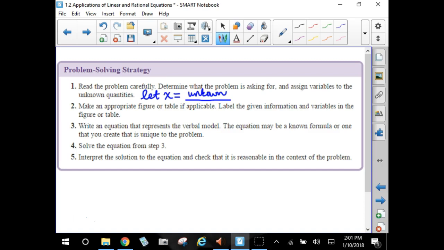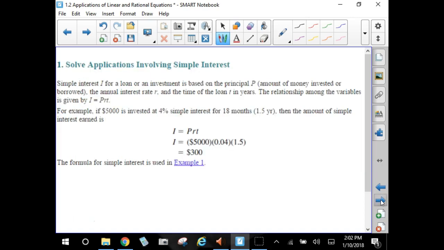You want to write an equation that represents the verbal model. This is going to be sometimes a formula from physics or geometry or finance, or it might be some kind of equation that you create that is going to be unique to the problem. Then we'll solve the equation and make sure that it is a reasonable answer by checking it back into the original problem. The first type we're going to be looking at are problems from finance that involve just simple interest.